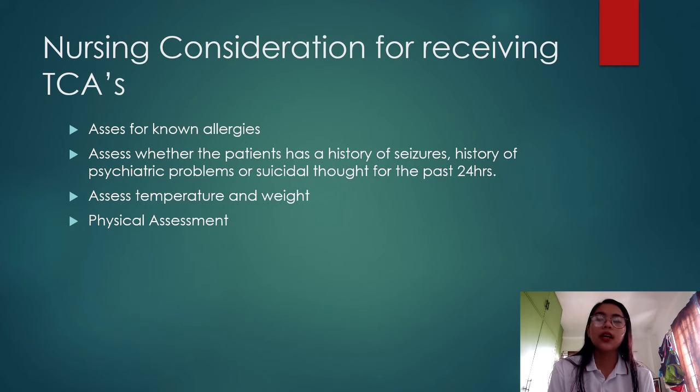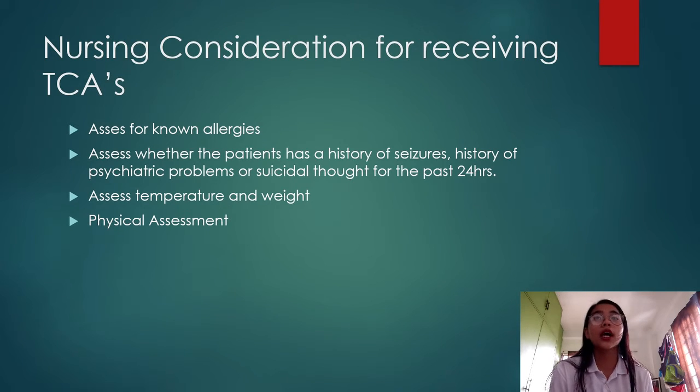Next is to assess whether the patient has a history of seizure disorders, a history of psychiatric problems, or suicidal thoughts for the past 24 hours. Knowing the history of the patient, you may avoid potentially serious adverse effects or reactions. Assess the temperature and weight of the patient.